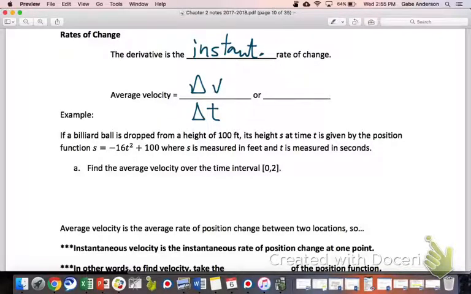Ooh, but wait a minute. How could delta V over delta T be velocity? That's acceleration. So it should be delta D, or X. I'll say X. It could be Y if it was moving up and down instead of left and right. It's basically delta position divided by delta T. Does that make sense?